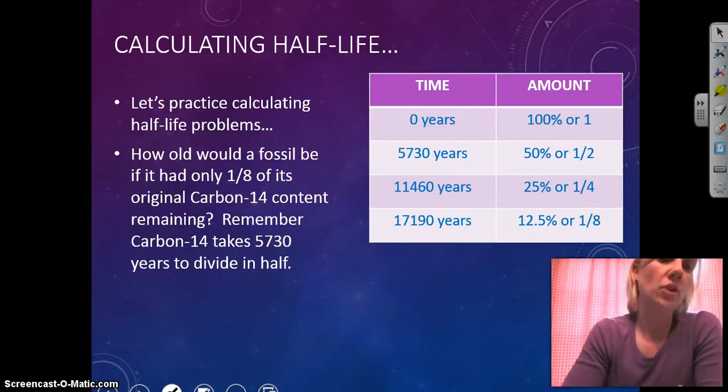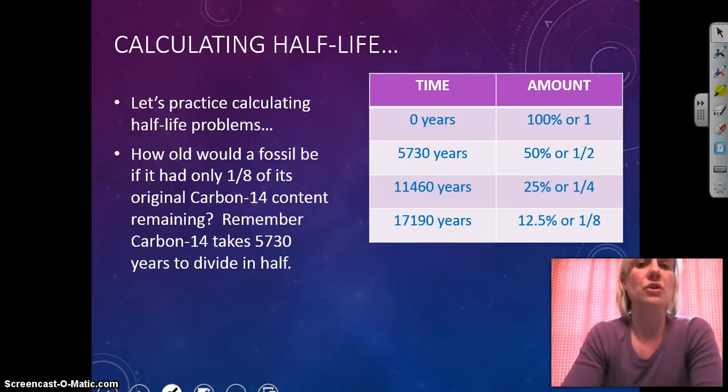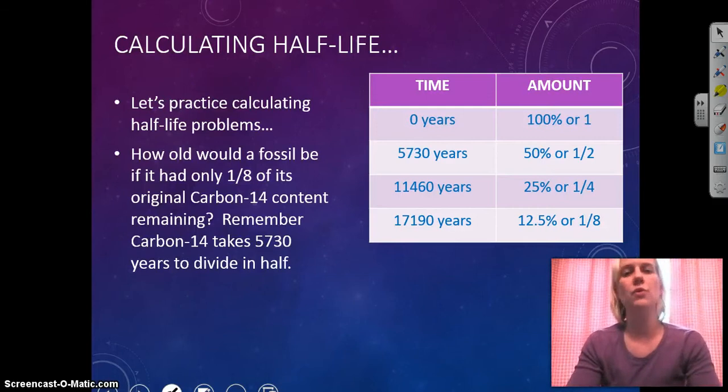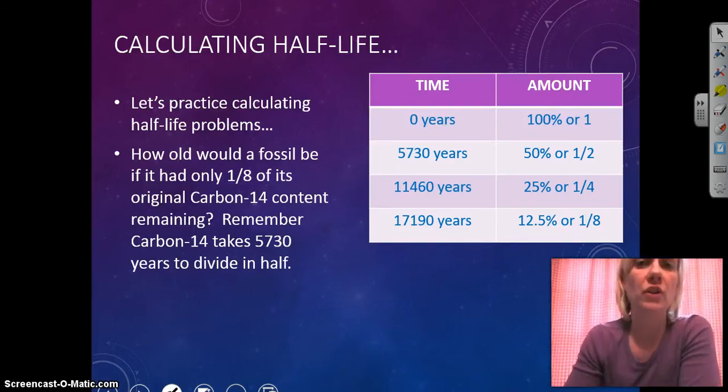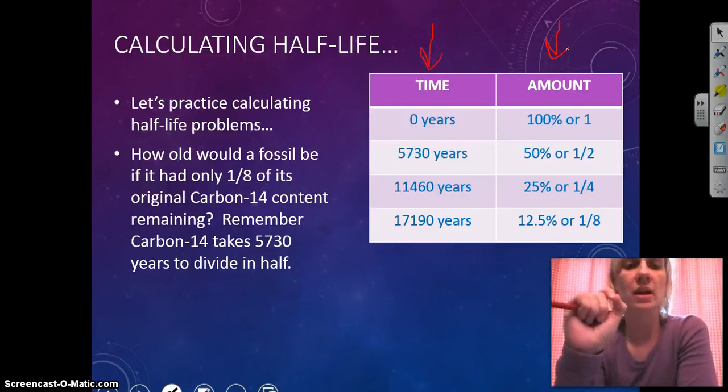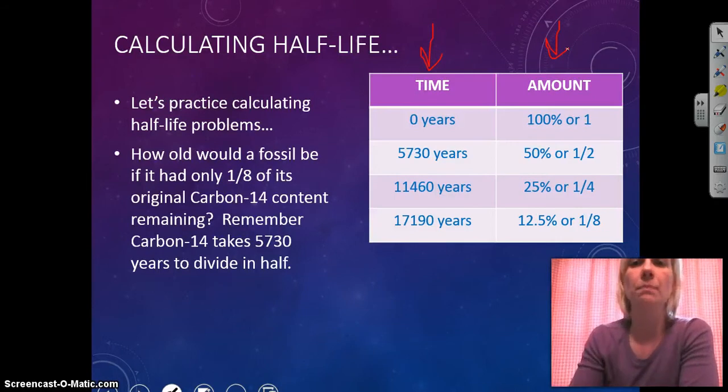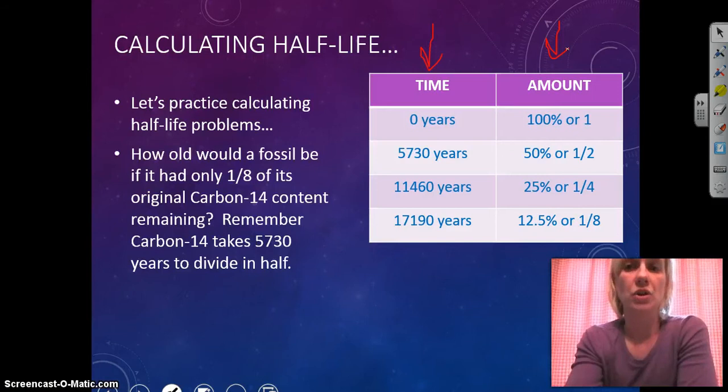Okay, so we have carbon-14 taking 5,730 years to divide in half. So we always want to, and this is a chart way. Some of you who can figure it out algebraically, knock yourself out. Some of you who are more of a visual person, this is where you can sort of keep track of where you're at. I always set my time, and then I put amount. Time is always times 0, so don't go anything beyond that. Amount is 100%, which is just 1.